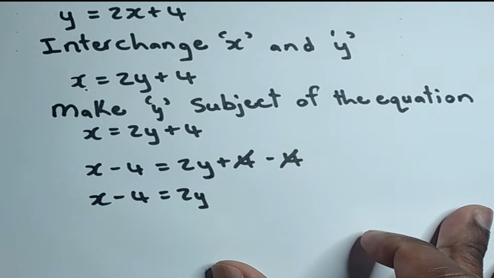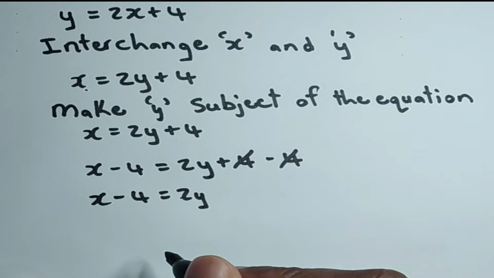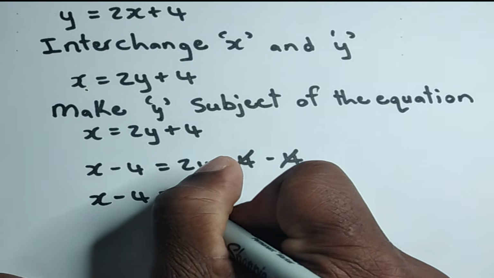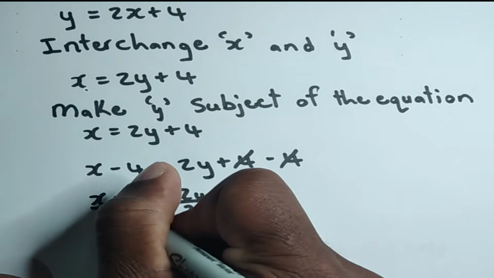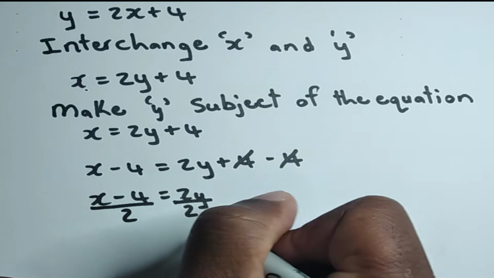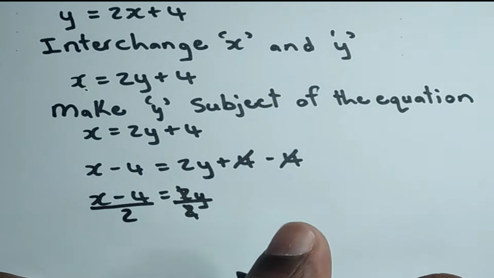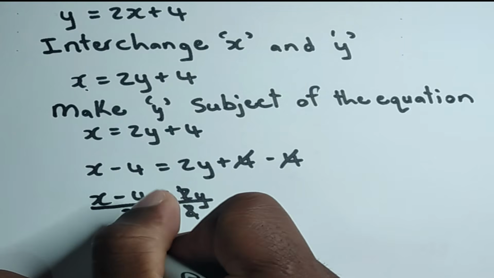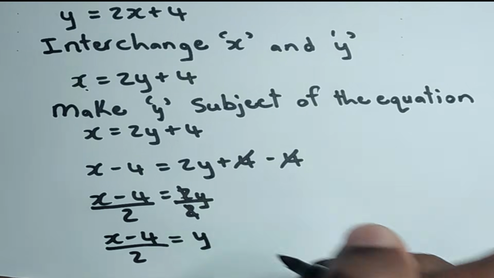All right. And now what we want to do is to get rid of this 2. So we have 2 times y. So we need to do the opposite of this operation. And the opposite of multiplication is division. So we'll divide both sides by 2. All right. And we have to do that to keep the equation balanced. So we'll be left with x minus 4 over 2 being equal to y.